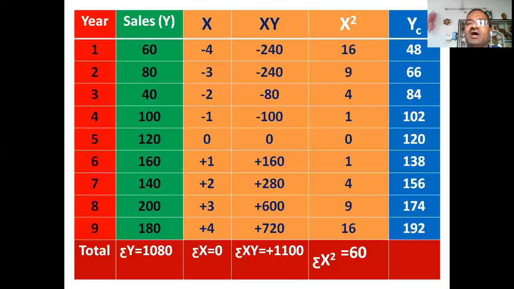That is a positive value. Squares are always positive, because minus into minus is plus, and plus into plus is also plus. So minus 4 into minus 4 is 16, minus 3 into minus 3 is 9. Like that, the square values have been calculated. Then again I have to sum them. I have made it: sigma x square is equal to 60.